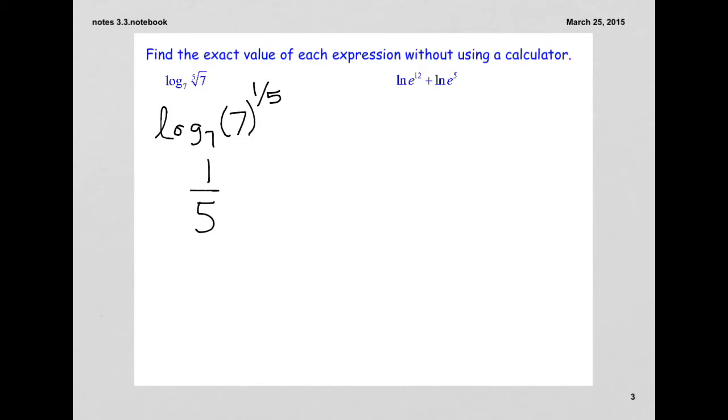Okay, over here I have ln of e to the 12th plus ln of e to the 5th. Well, again, natural log and e are inverses of each other, so they cancel each other out. So ln of e goes away, brings down the exponent, plus, do the same thing on the other side, ln of e cancel each other out, bring down the exponent, and our answer is 17.